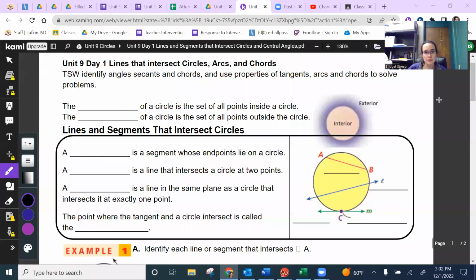Today we're going over lines that intersect a circle, arcs, and chords. So I need you to remember that interior means inside and exterior means outside. This still applies with the circle. So anything that's inside the circle is interior. Anything that is outside of the circle is exterior.